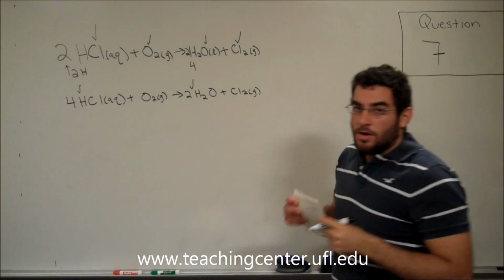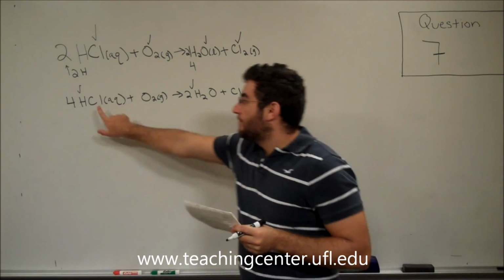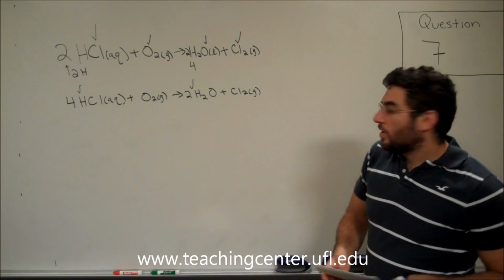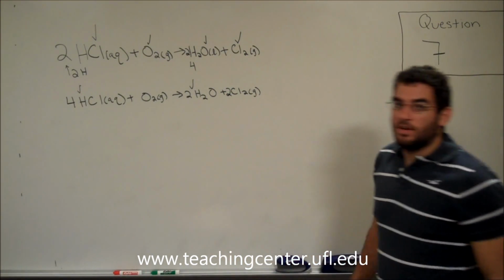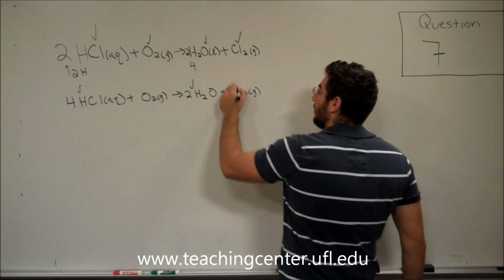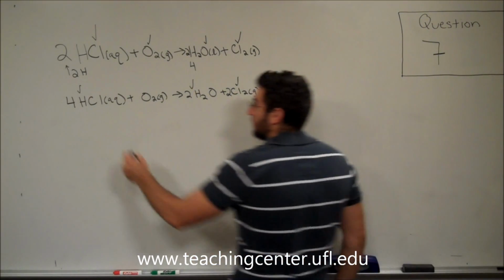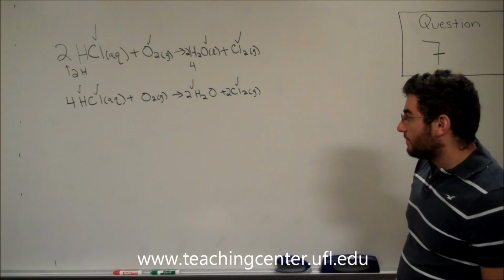Well, now if we look, we have 4 hydrogens on the left side and 4 hydrogens on the right side. But that doesn't work because now we only have 2 chlorines on this side and 4 chlorines on this side. So in order to get the left side to equal the right side, we're going to have to put a 2 in front of the chlorine gas. So now we have 4 chlorine atoms on the right side of the equation and 4 chlorine atoms on the left side of the equation.